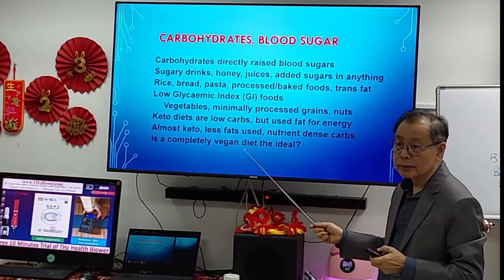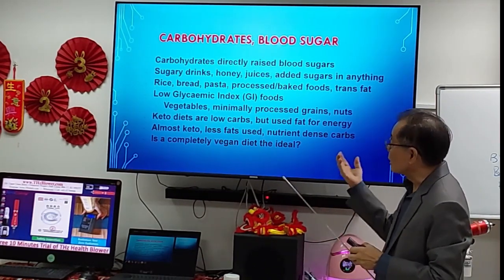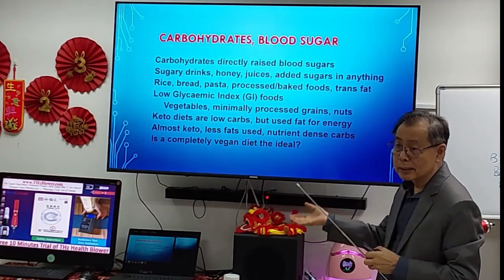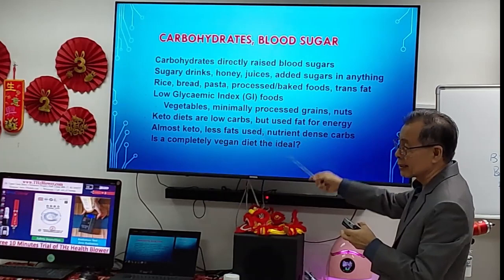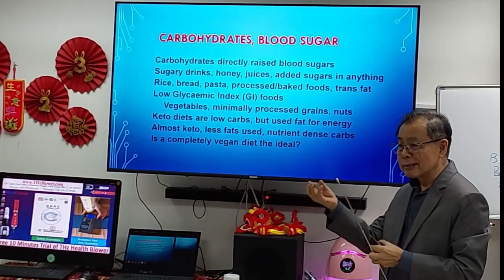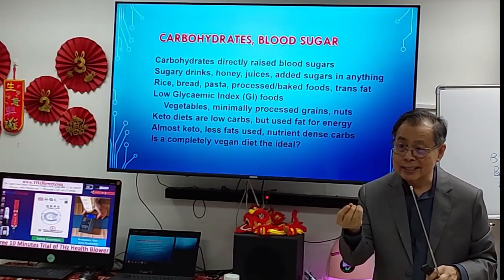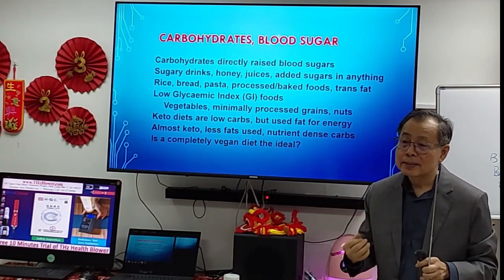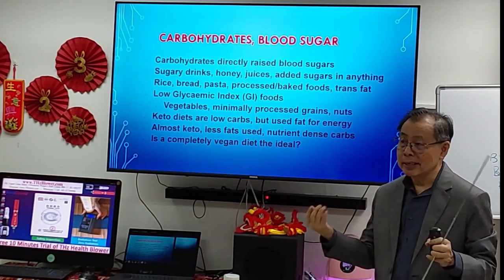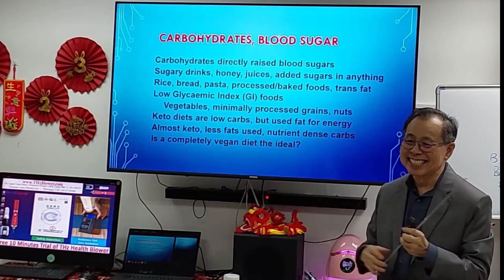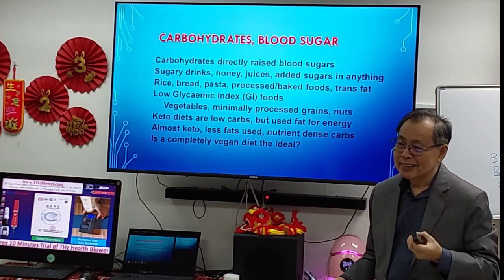Does a vegan diet also include rice and all the carbohydrates? Rice is carbohydrate, so they include rice also. Rice and bread are the same, unless you're taking whole grain, like brown rice, as they call it. But some people who don't take rice feel very weak. That's true. I cut out rice and I find I'm okay. Sometimes I don't take rice. But sometimes I take the rice.